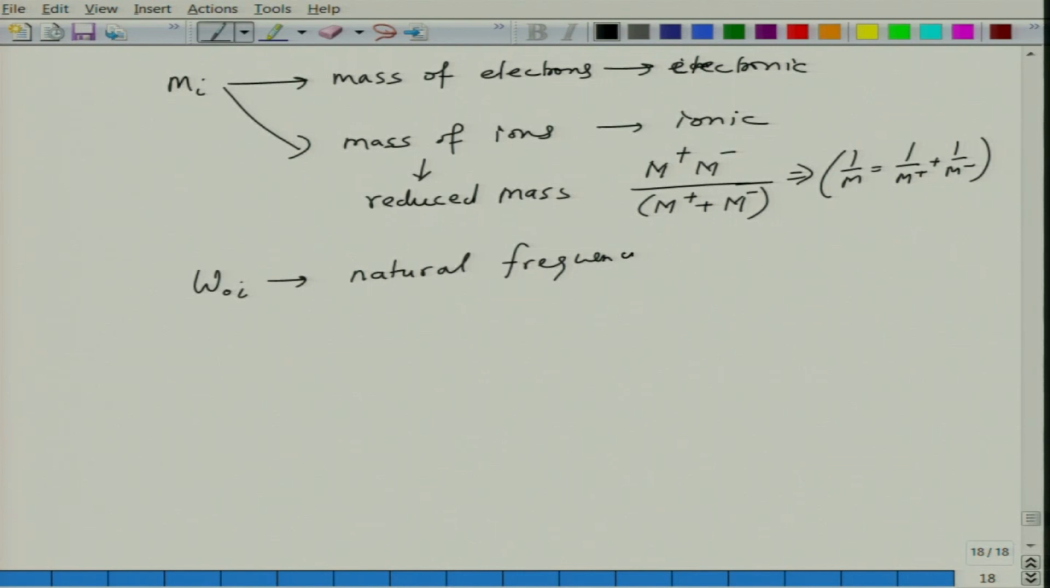frequency of electronic or ionic polarization. All right. And this is why you see when you plot them, I will come to the plots later on. So let us write now the polarization. What is the polarization going to be?